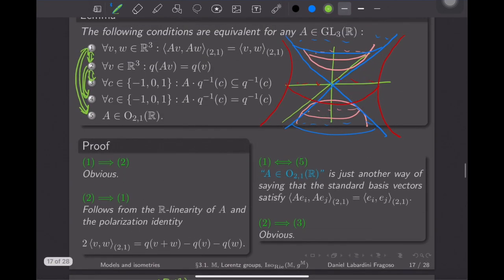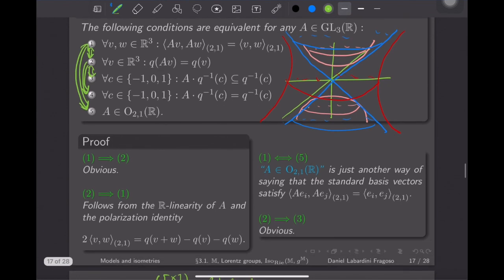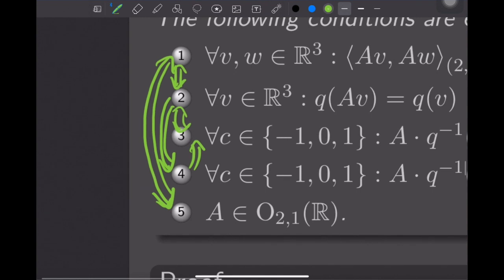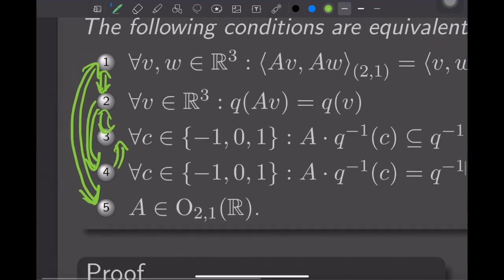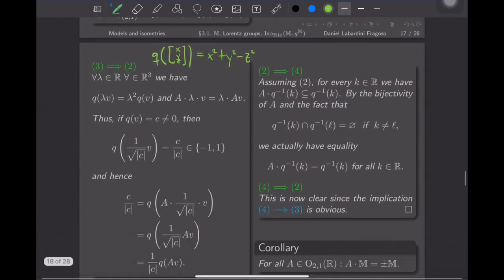Now 4 implies 2. I already did the hardest part, which is, just from knowing this, how do you know the equality? So I did the hardest part, and then this is obvious. And so now I have equivalence.